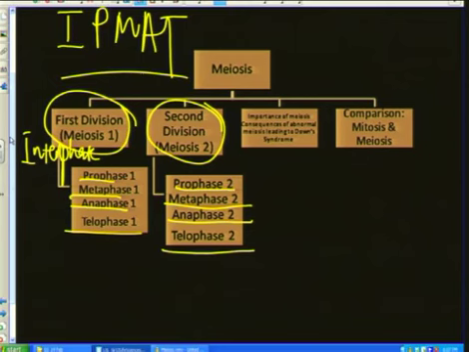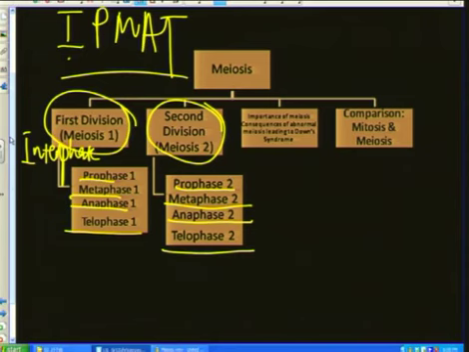I prefer the mnemonic, wait for it: I pee on the mat. Not a nice thing to do, Abraham. Not a nice thing to do, to pee on the mat. But to remember this, I pee on the mat. I for interphase, P for prophase, M for metaphase, A for anaphase, and T for telophase. I've got one of my fans laughing, so I'm hoping the rest of you also are giggling with that. So remember that that's the order in which the phases unfold.